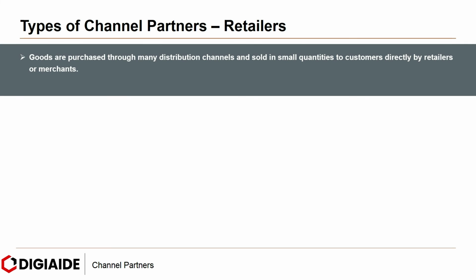Moving on to the third channel partner, retailers. Goods are purchased through many distribution channels and sold in small quantities to customers directly by retailers or merchants. Their main goal is earning a profit.